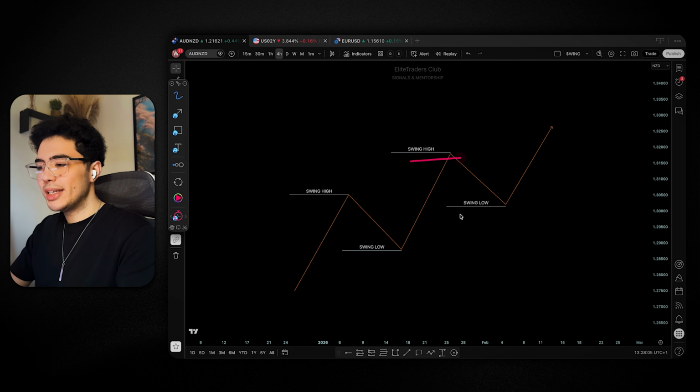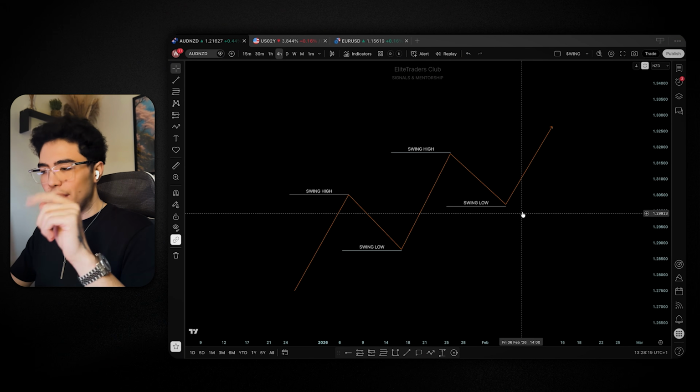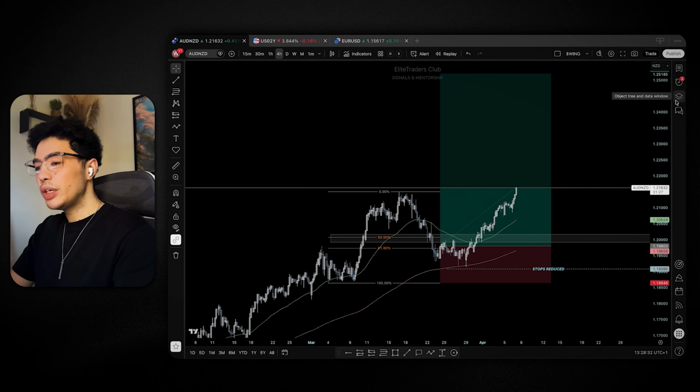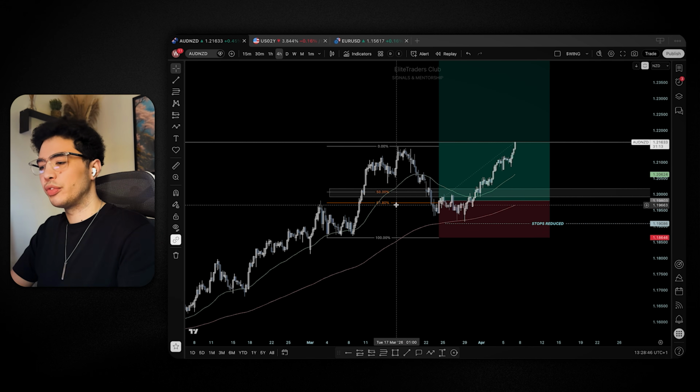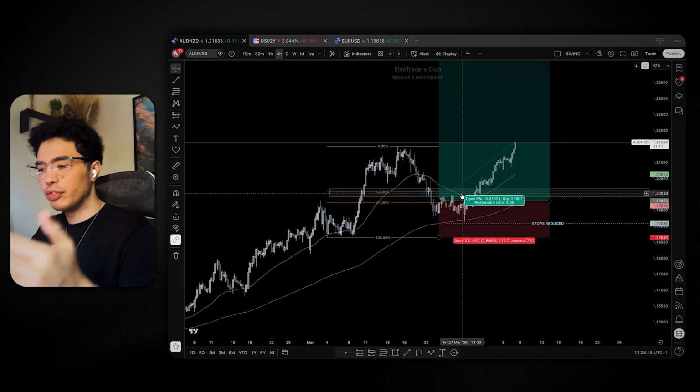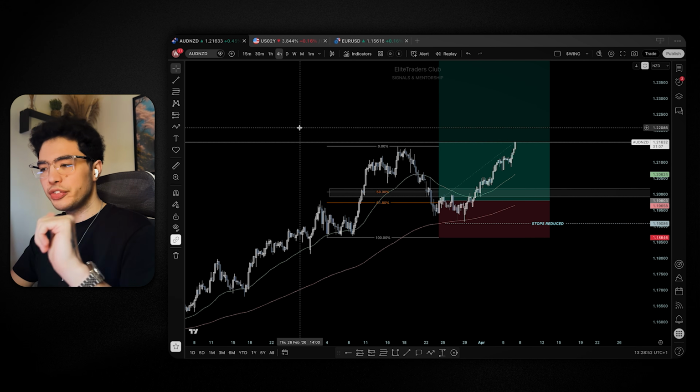So that's why it's important to identify these swing highs and swing lows and also understand what they actually mean, because then we can navigate it. If we understand it, we can trade it better. So let me show you a real example. This is a real trade I'm currently in on the AUD NZD. Now you'll notice there's a few different things on here. We've got Fibonacci, we've got a level of structure, we've got our stops being reduced, we've got some moving averages. We're not going to focus on that just yet.